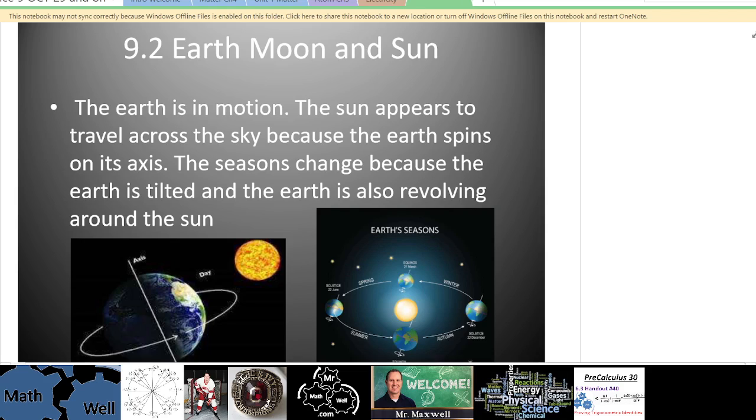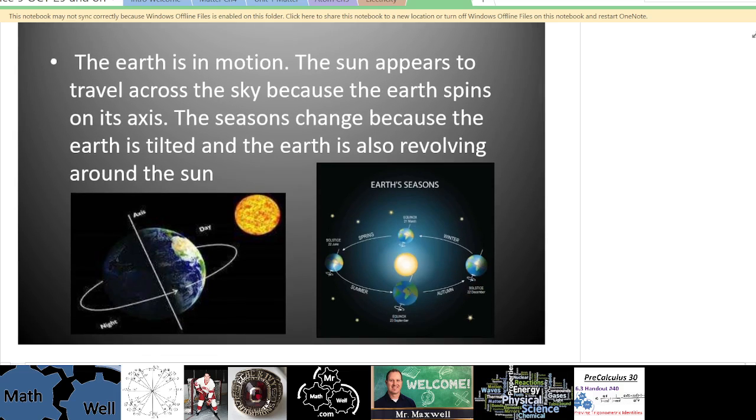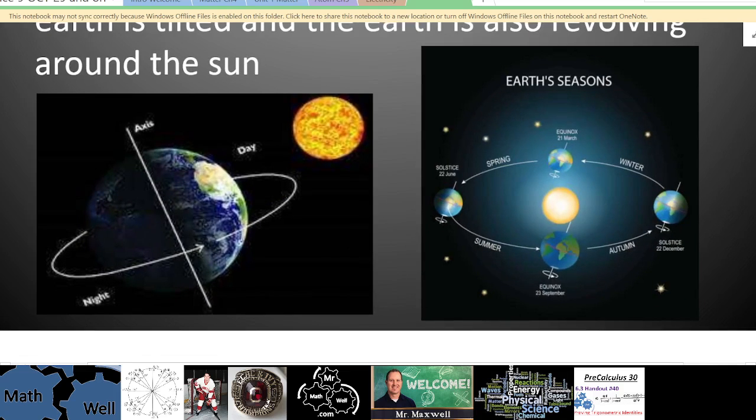All right, so in these pictures that you have in your notes, you can see that the axis goes through the center of the Earth. One day is one rotation of the Earth around the axis. So when we're facing the sun, it's daytime. When the Earth spins around, rotates, and we're over here, it's nighttime. And over here is when the sun starts coming up.